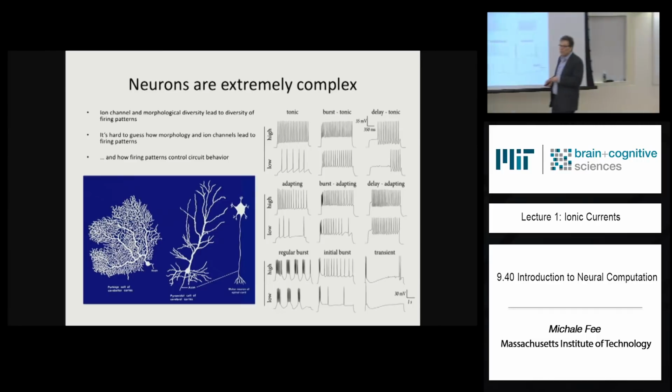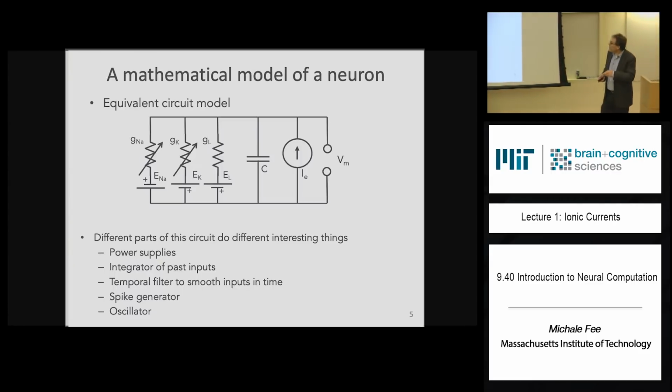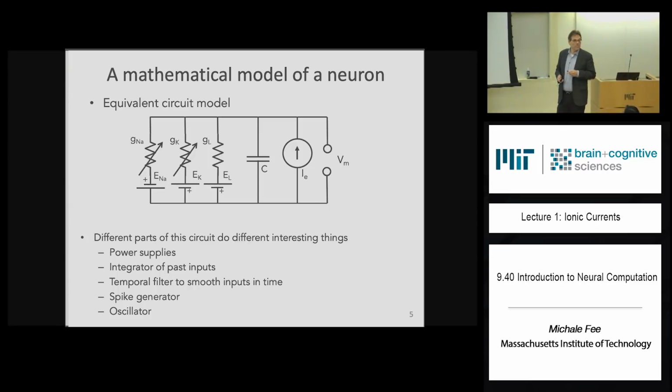So it turns out we can really understand why all these different things happen if we build a model like this. Okay?